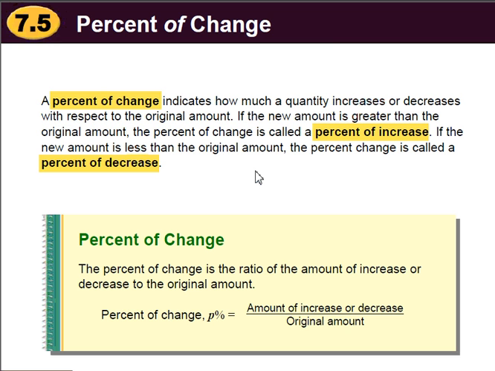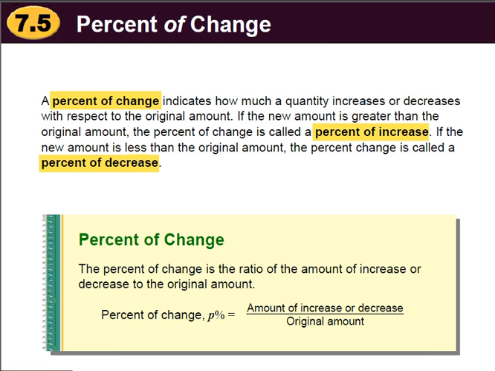A percent of change indicates how much a quantity increases or decreases with respect to the original amount. When the new amount is greater than the original amount, the percent of change is called a percent of increase. If the new amount is less than the original amount, then we're going to call that a percent of decrease. Make sure you get this down in your notes, the percent of change.